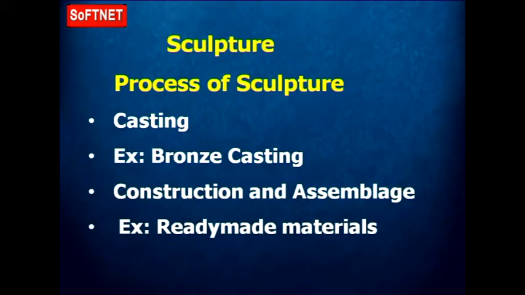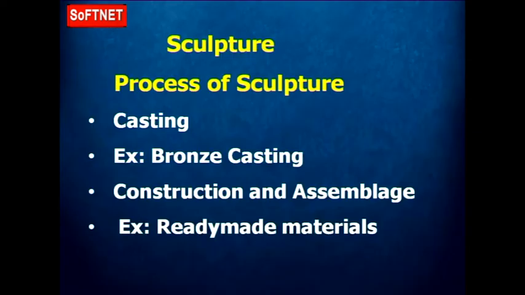Within the processes of sculpture, casting is an important process where bronze casting, for example, or later other materials like brass are used. And the very modern, very recent process that has evolved in the 20th century is construction and assemblage. You assemble different things that are already available, put them together and make a sculpture. You don't follow traditional conventional processes, but you can use different materials that are already available in front of you, construct and assemble them and then make a form.